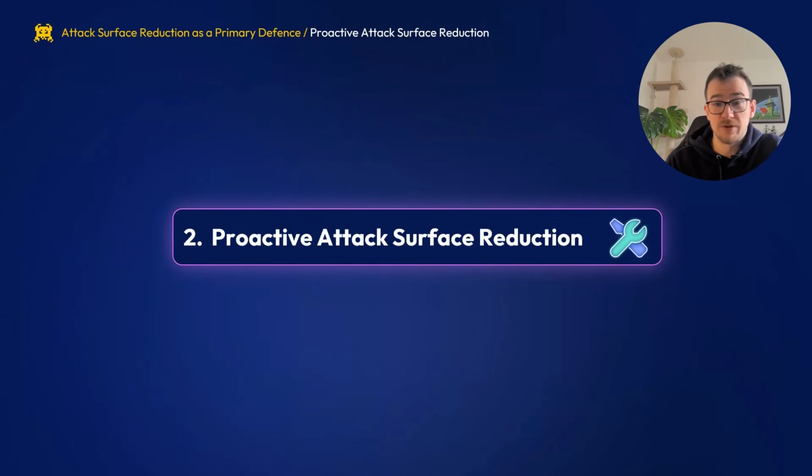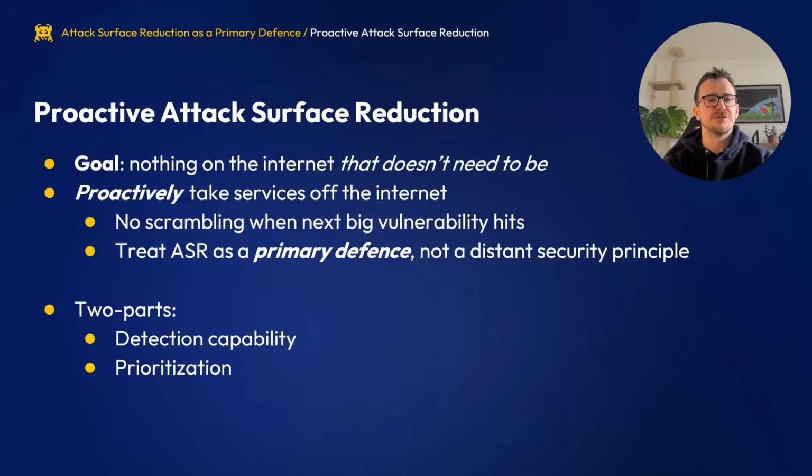And now that we've grown our attack surface, it's time to proactively reduce it. So our goal with proactive attack surface reduction is that we have nothing on the internet that doesn't need to be there. We're going to proactively take those services off the internet. We don't want to be scrambling when that next big vulnerability hits, like the next ToolShell vulnerability in SharePoint. We want to have already put SharePoint behind a firewall so that we have more time to patch when that happens. And so on and so on for every product out there that we have exposed to the internet that doesn't need to be there.